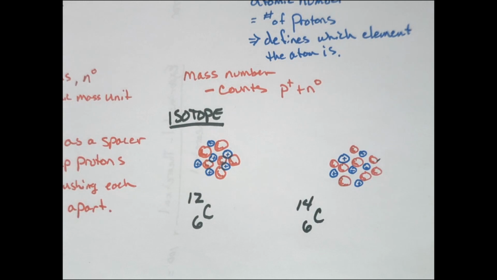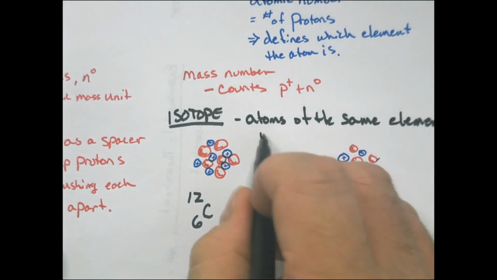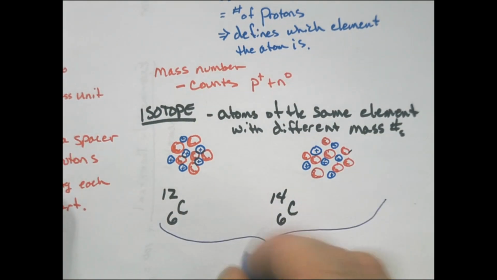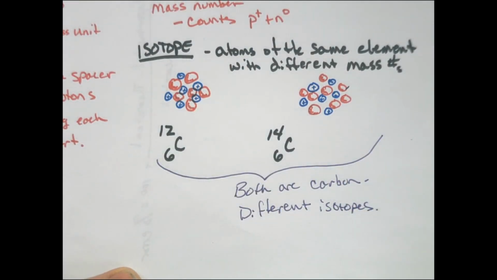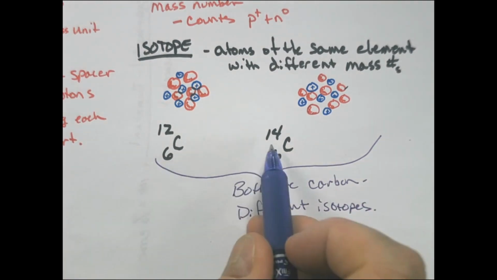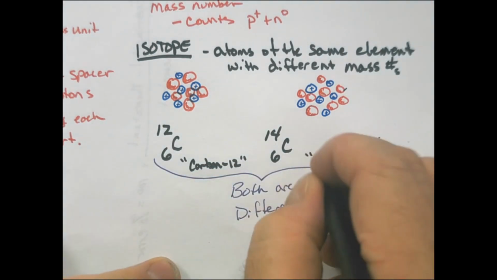These are both carbon atoms. They both have, or carbon nuclei, they both have 6 protons. But one has more mass than the other because it has more neutrons. These are called isotopes. They're atoms of the same element with different mass numbers. So both of these are carbon, but they have different isotopes. This is another name for this, by the way. We have a name for it, and I should probably give you the named notation. This is called carbon 12, and this one would be carbon 14.